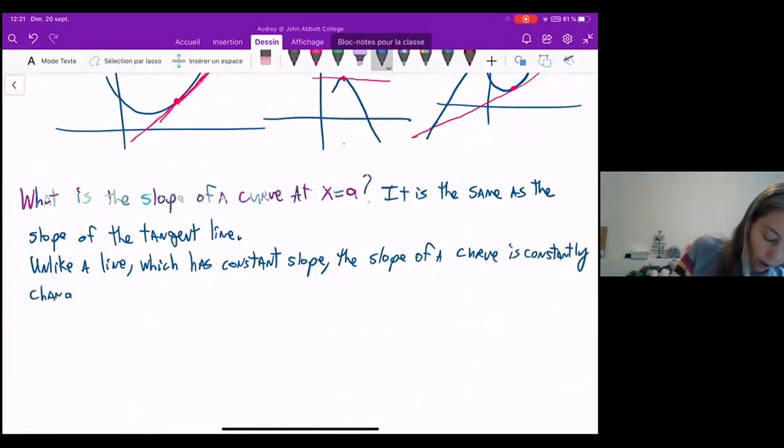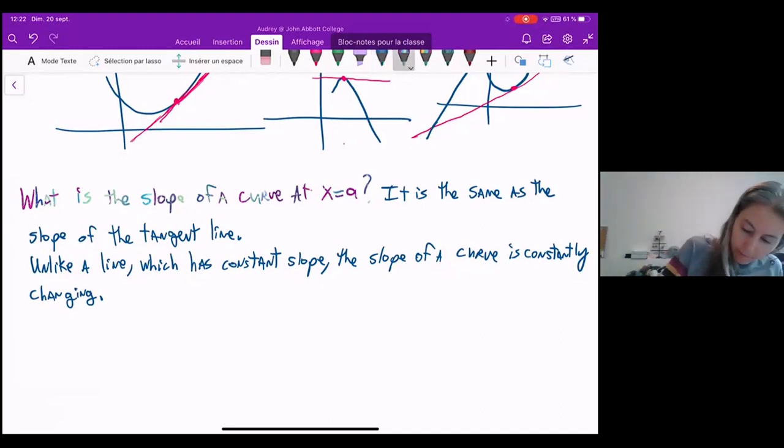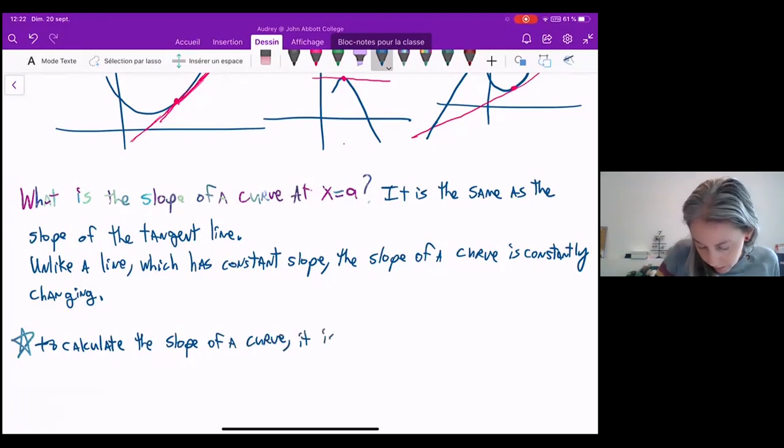Okay, so basically what we're saying is, what is the slope of a curve? Well, the slope of a curve is the same thing as the slope of a tangent line. We know that the slope of the tangent line is constant, even if the slope of the curve is changing. So it's the slope of the tangent line at a specific point. To calculate the slope of a curve, it is enough to find the slope of a tangent line.